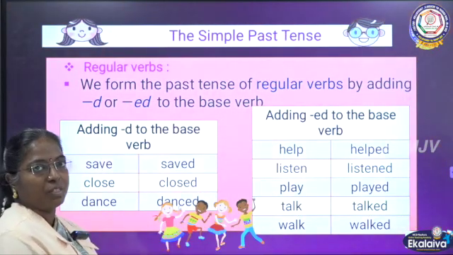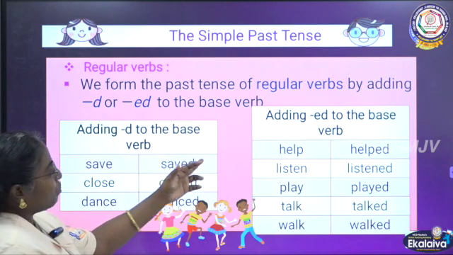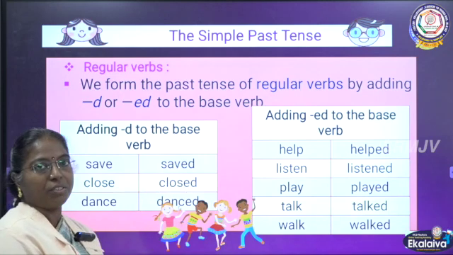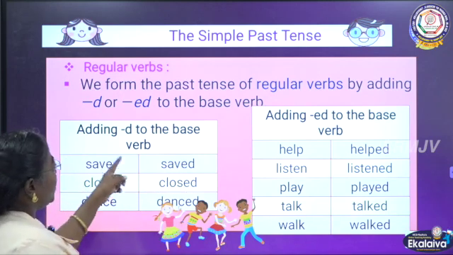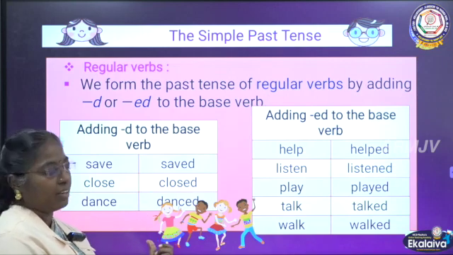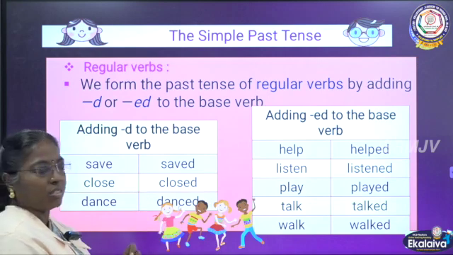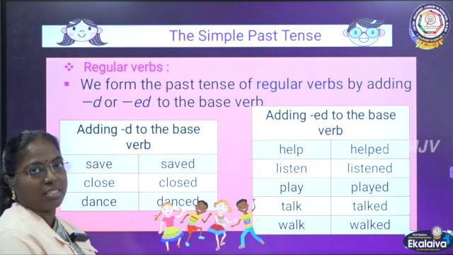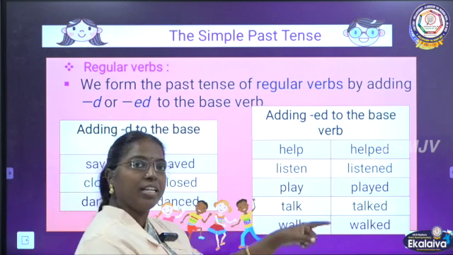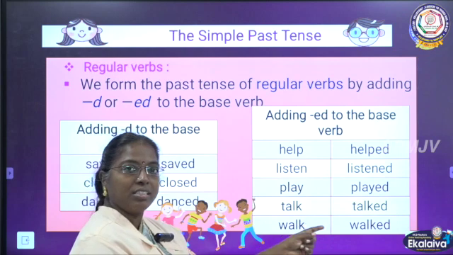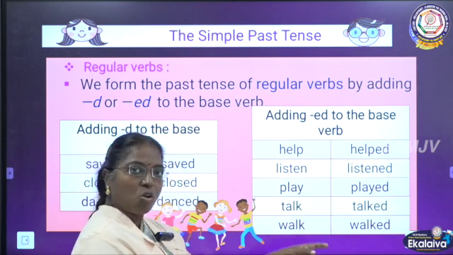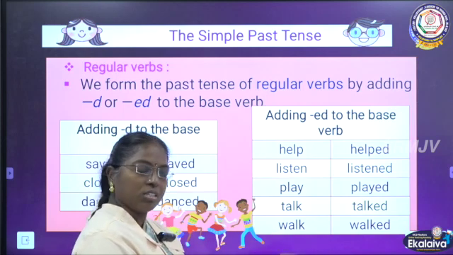And these are regular verbs. We form the past tense of regular verbs by adding d or ed to the base form of the verb. Example, adding d to the base verb. Save, we are adding here d, saved. Close, closed. Dance, danced. And adding ed to the base verb: help, helped. Listen, listened. Play, played. Talk, talked. Walk, walked.